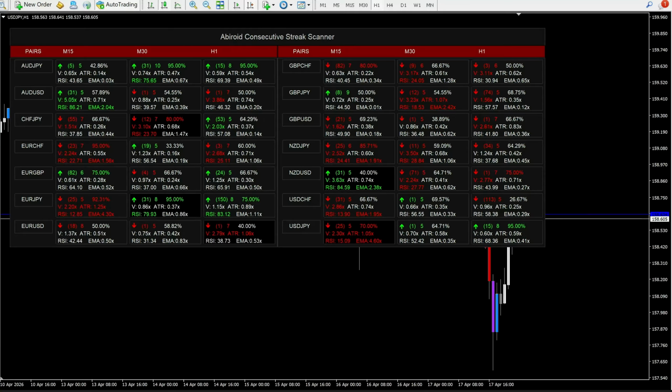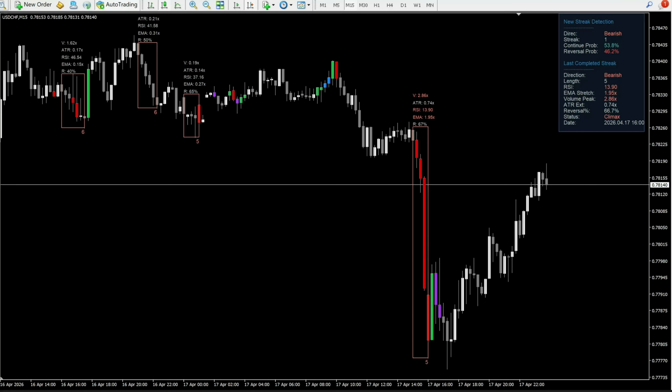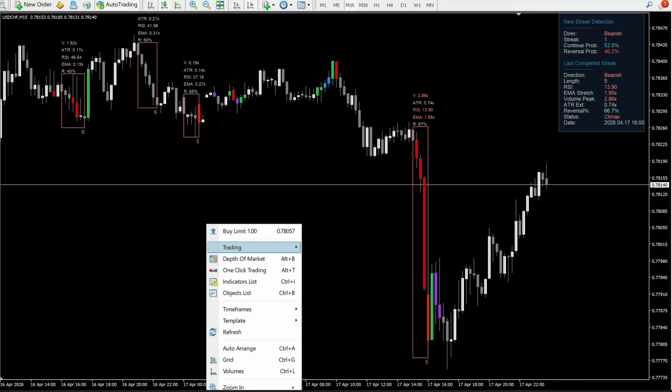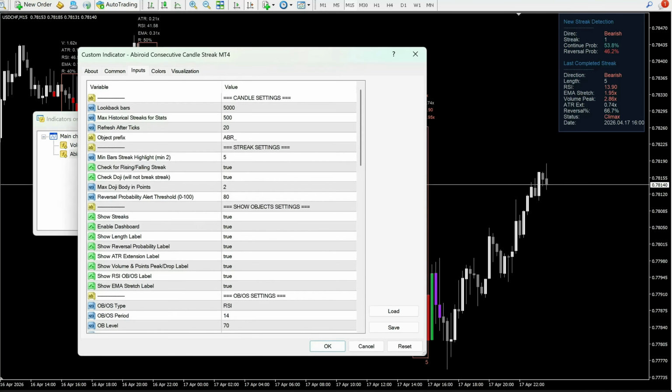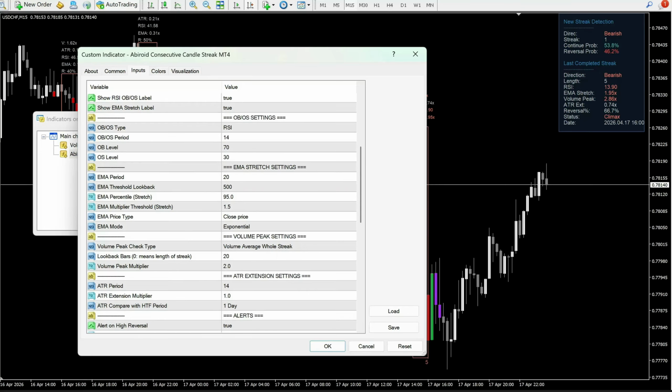Maybe this one. So as you can see, price has mostly stayed stable in a range, but then all of a sudden it shoots too far, and it shows you that the EMA is almost twice as much as it was in the past. I know that it's a bit confusing, the whole 95 percentile thing, but you can set it in the settings. So this is the stretch.